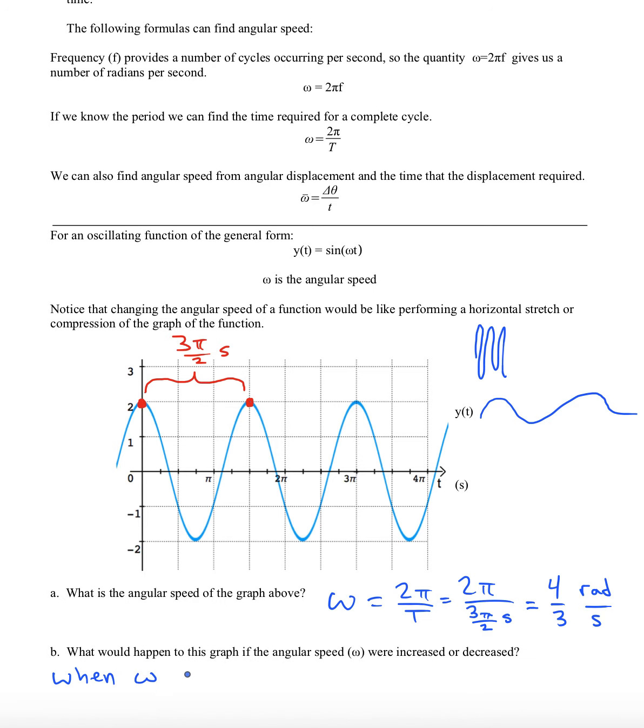So when omega increases, there is a horizontal compression.